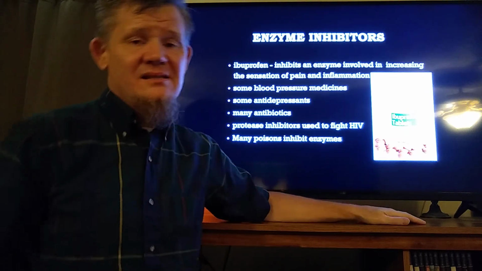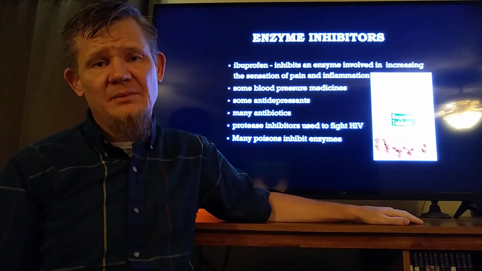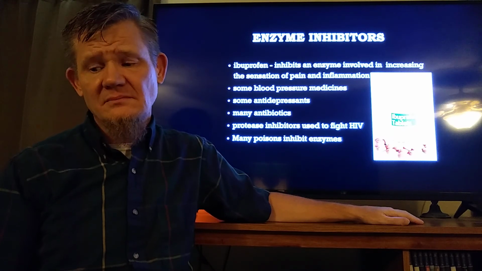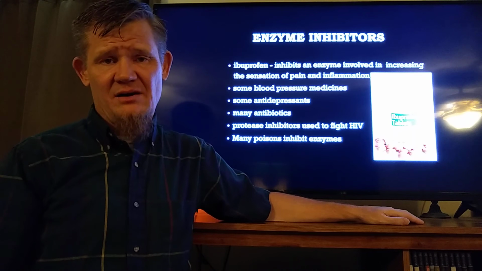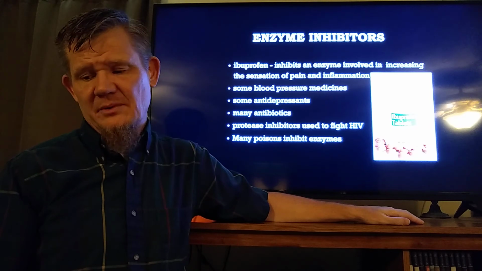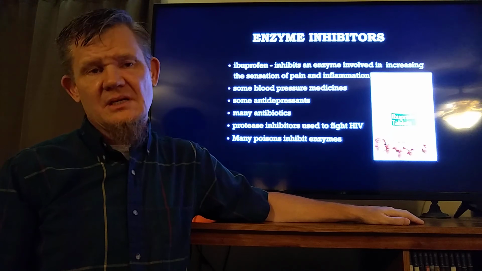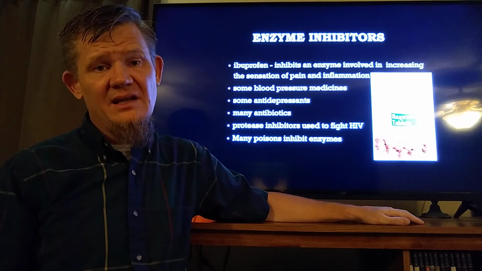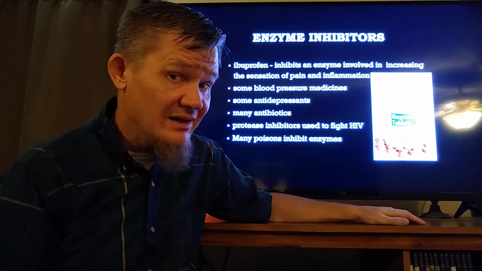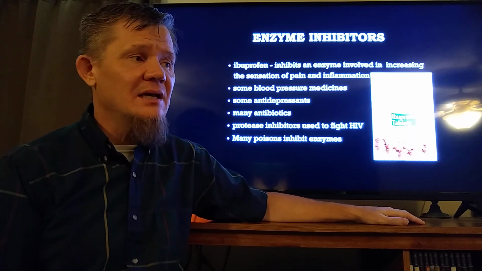Lots of medicines work off of enzyme inhibition. Ibuprofen will inhibit an enzyme necessary for the sensation of pain. Some blood pressure medicines are feedback inhibitors. Some antidepressants are enzyme inhibitors. Lots of antibiotics inhibit enzymes. Some protease inhibitors are used to fight HIV. Lots of poisons inhibit enzymes. Lots of medicines are enzyme inhibitors. And in a way, you could say that lots of medicines are poisons.